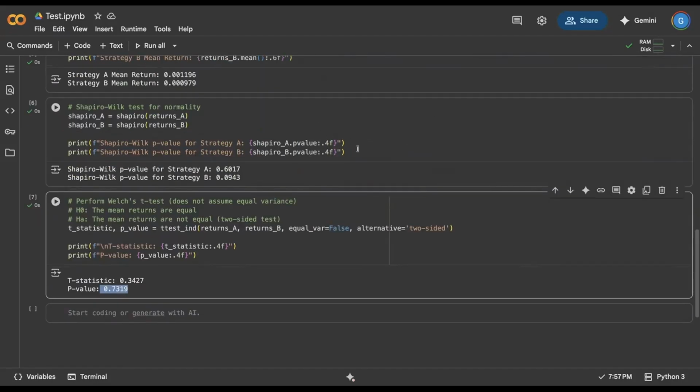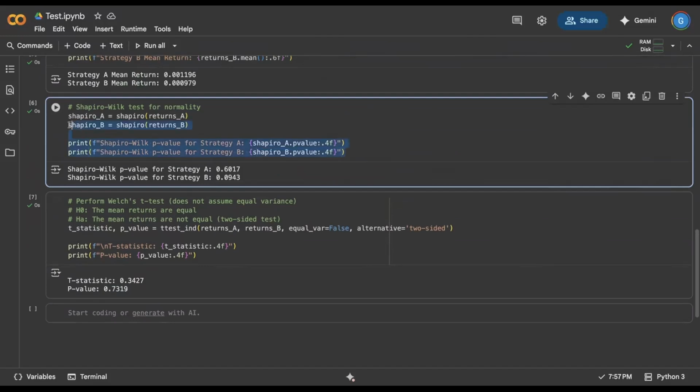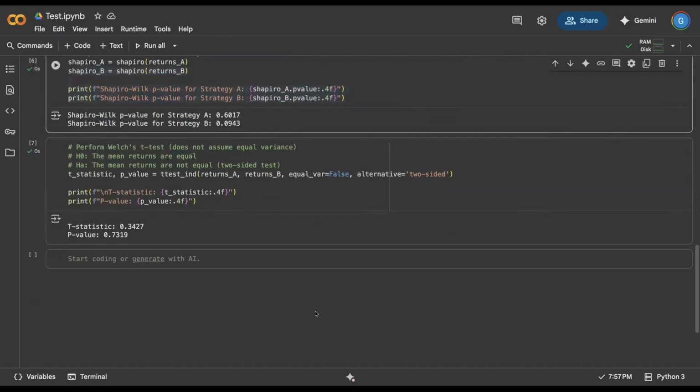The diagnostic check here reveals that the returns are not normally distributed. The independent t-test is no longer the appropriate tool. While a single t-test over an entire backtest period provides a summary judgment, it can mask important dynamics. A strategy might appear significantly better on average, but this outperformance could be concentrated in a specific market regime, while it underperforms in others. This lack of consistency is a major risk.